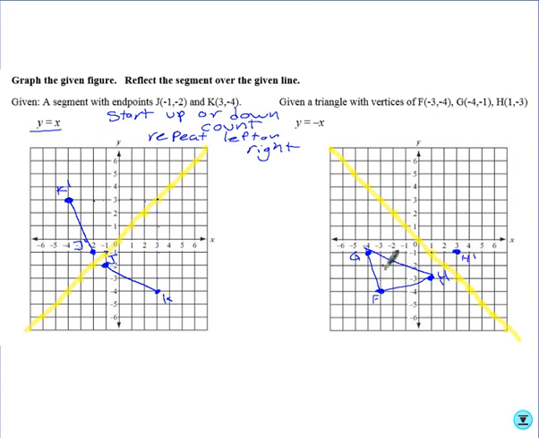F is 1, 2, 3, 4, 5, 6, 7 points up, then 1, 2, 3, 4, 5, 6, 7 points to the right. G is 1, 2, 3, 4, 5 points up, then 1, 2, 3, 4, 5 points to the right. That's G prime. And then we go ahead and connect. And there is our reflection. All right, that is all for reflections.